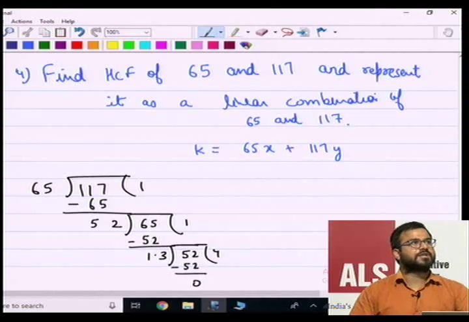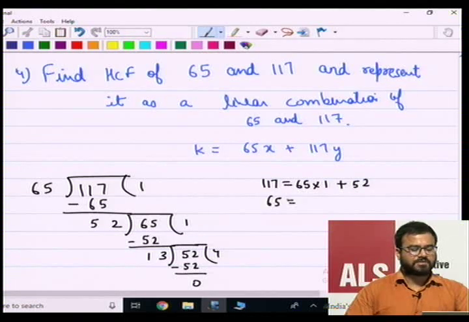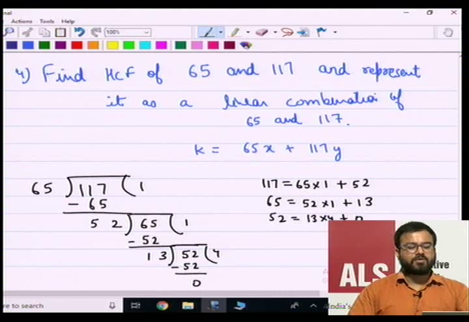So HCF is 13. Now the algorithm we can write: 117 is equal to 65 into 1 plus 52. Then 65 is equal to 52 into 1 plus 13. Then 52 is equal to 13 into 4 plus 0. Now we will start with the second last step. So it has only 3 steps, so it is a very easy one.